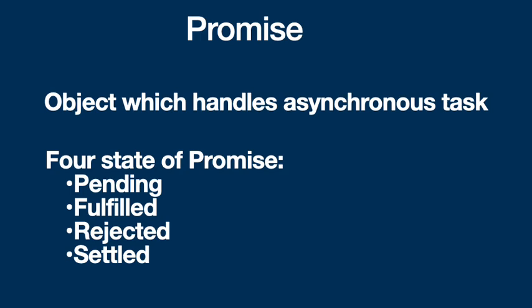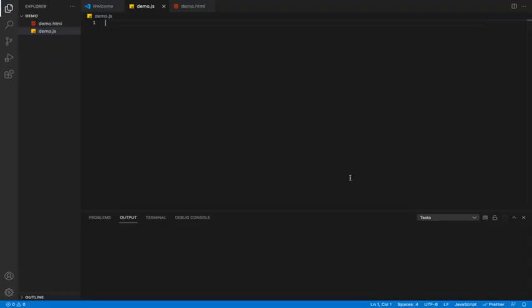Now you cannot change the promise state once it is in a settled state. Once it is settled, it is settled. You cannot again put it in a pending state or a fulfilled or a rejected state. How to create a promise, how to open a promise, and how to handle errors if the promise is not resolved.